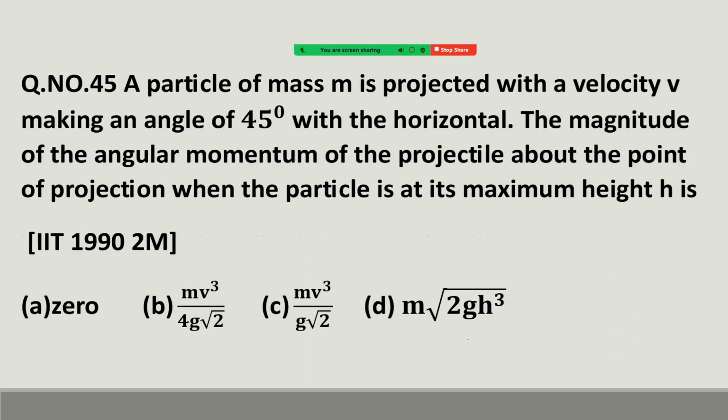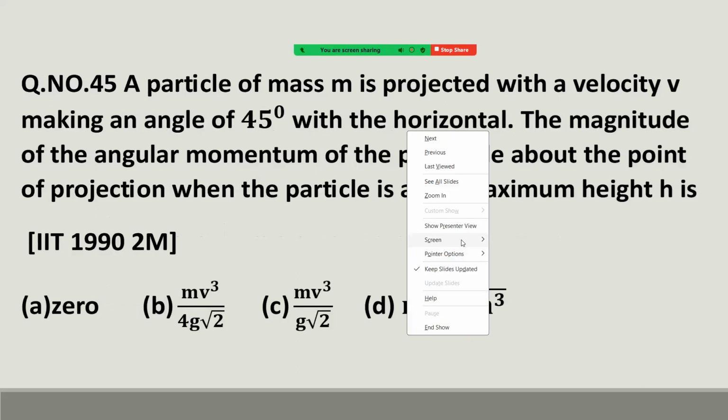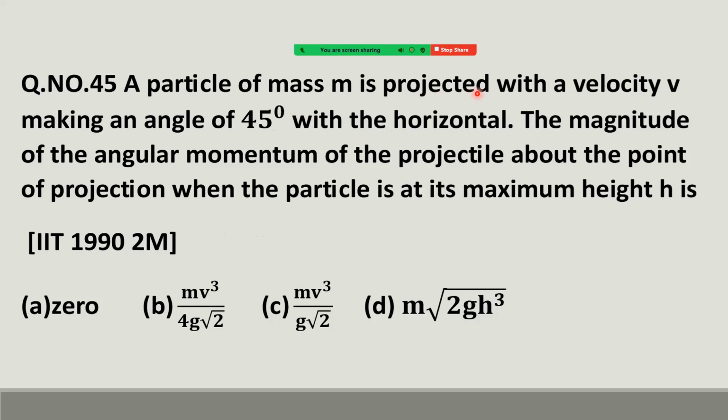Next question is the same again, asked in 1990 for 2 marks. Mass given, velocity given, angle 45. Find the magnitude of angular momentum about the point of projection when it is at its maximum height. In that expression, maximum height means time equals half of the time of flight. Just putting the value in that, we get the answer. I hope you got clarity.